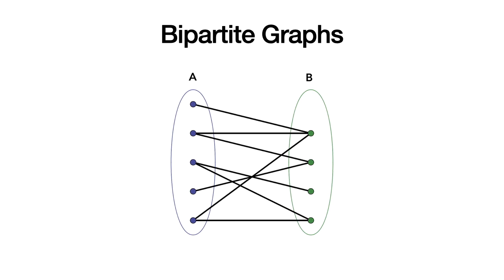However, there cannot be any edge between nodes in the same set. So look at the diagram: we can see that there are many edges between nodes in set A and set B. However, there are no edges between nodes in the same set. Therefore, this is a bipartite graph. Now, how will bipartite graphs help us?